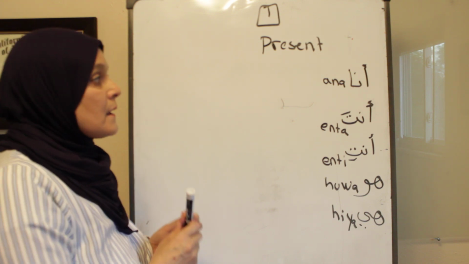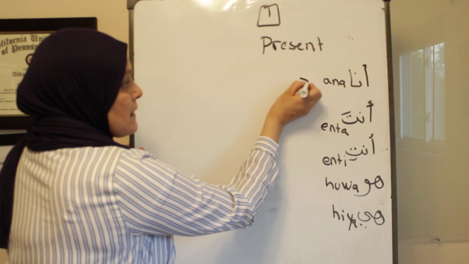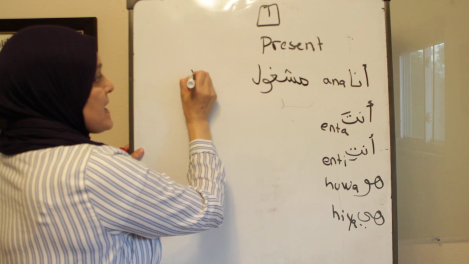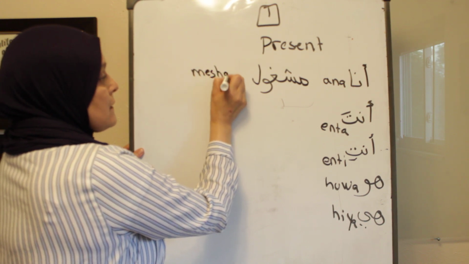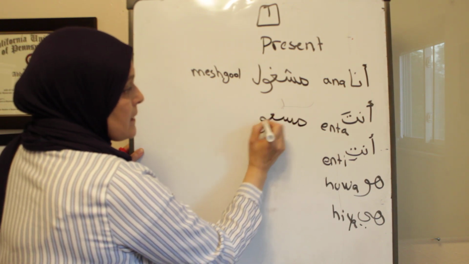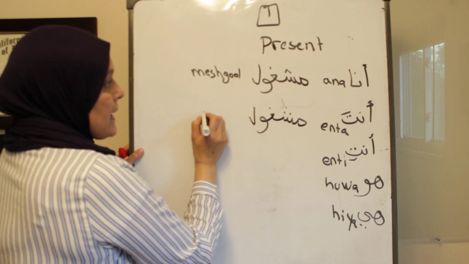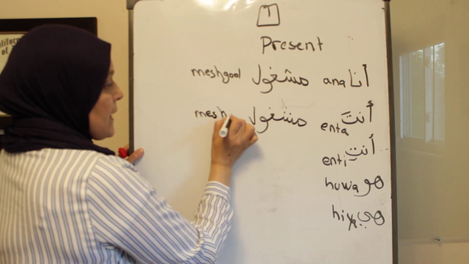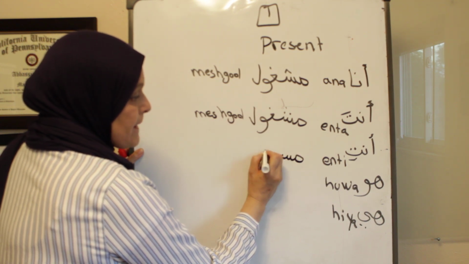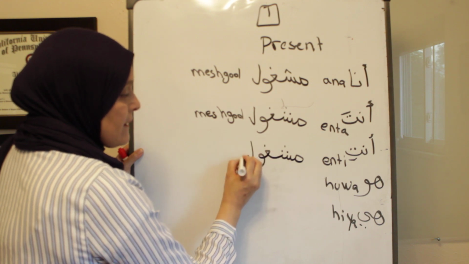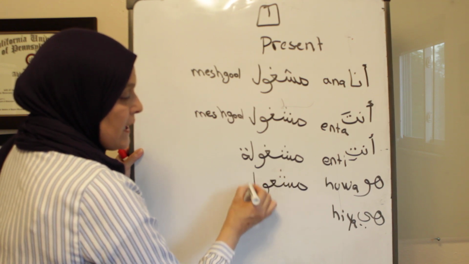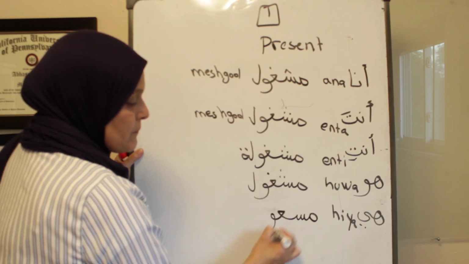Ana Saeed, or I'm going to do مشغول. مشغول is mesh and غول. أنا مشغول. أنت مشغول. The same thing. أنتِ of course is going to be مشغولة because it's feminine. And هو مشغول. And هي مشغولة because she.